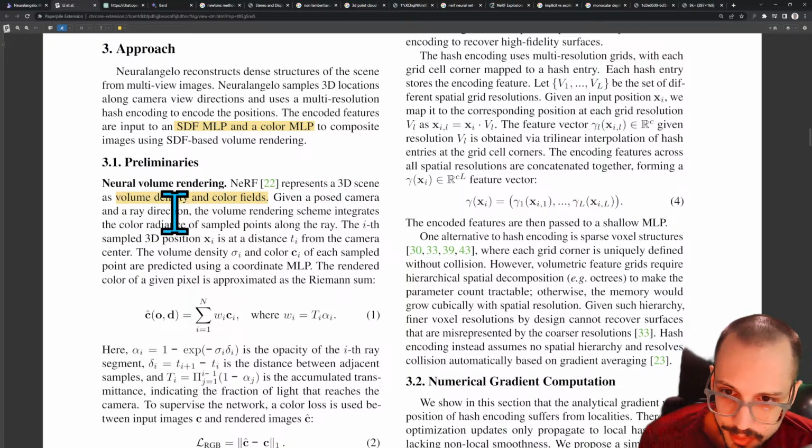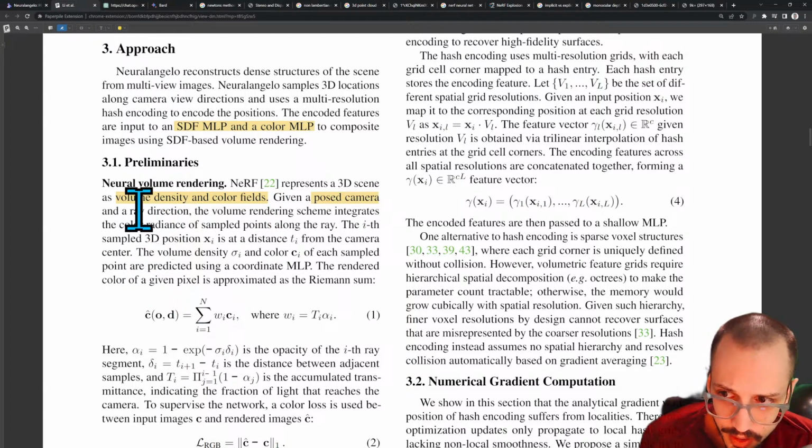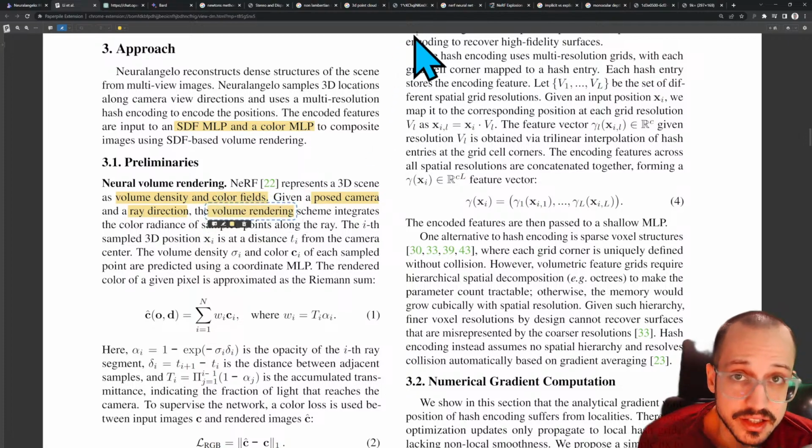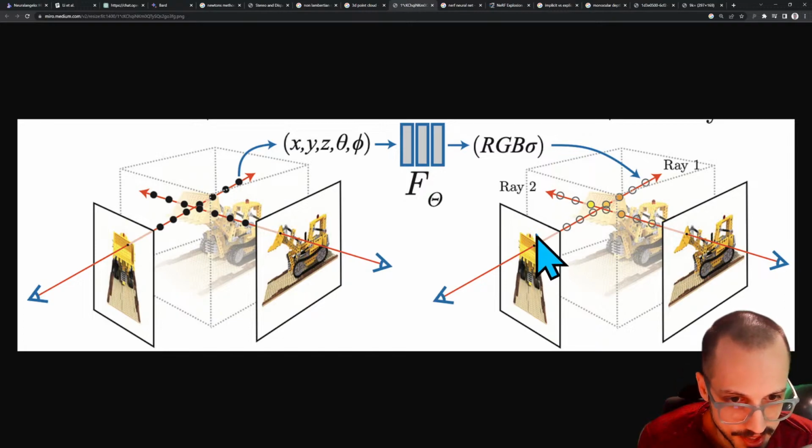Given a posed camera and a ray direction, so posed, there you go. You need to know the X, Y, Z position, and then also the orientation, right? The ray direction. The volume rendering scheme integrates the color radiance of sampled points along the ray. So volume rendering is just the technique of, hey, once you actually have these points along the ray, how do you combine them together in order to create the value that you're going to put at this pixel, right? Because at the end of the day, you have a 2D image, and you need to be able to tell me what is the exact RGB color of this pixel right here, right there, right?